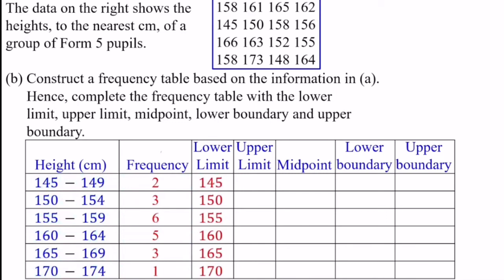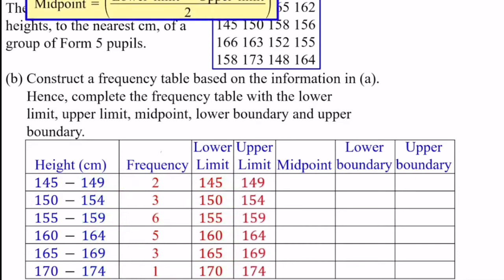The upper limit, of course, will be the height that is to the right of the class interval, which I highlighted in green color. So you have 149, 154, 159, 164, 169, 174. These are the so-called upper limits, alright? Basically we just copy from the class interval for the lower limit and upper limit.